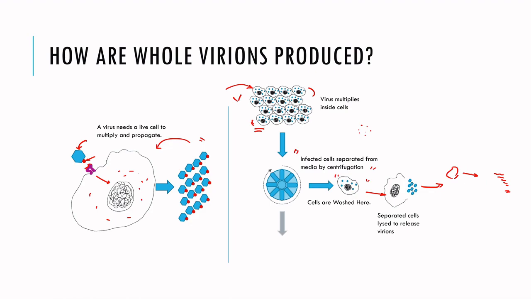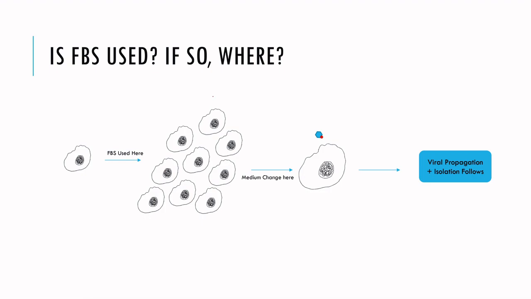This is for a good reason. The virus particles that are used here for vaccine production cannot have any traces of contamination. If they do, they will be rejected. Let's remember that and move on to the next slide, which is a more important question.